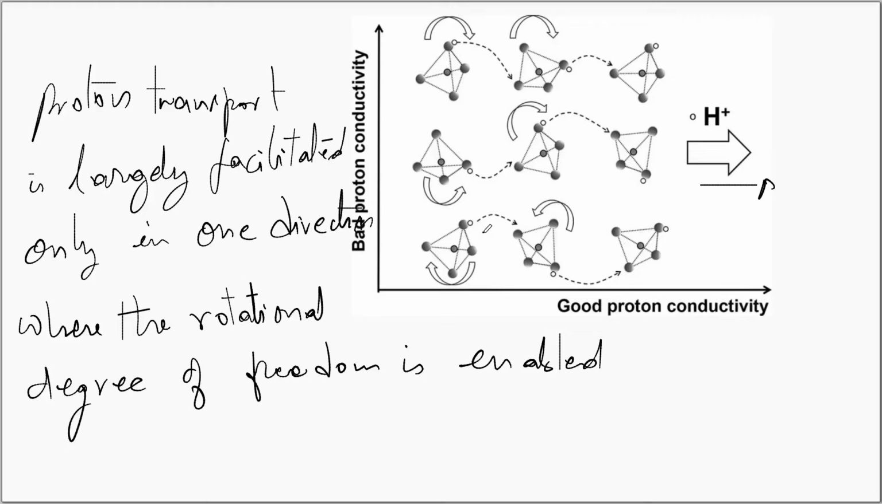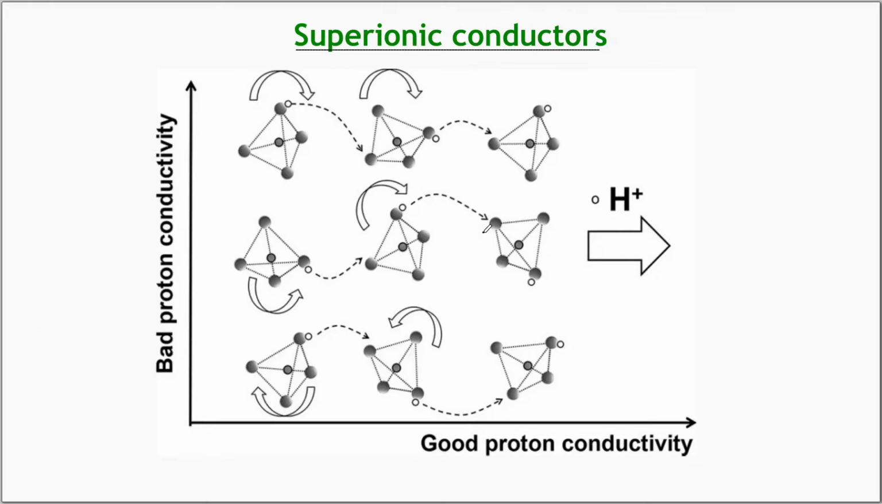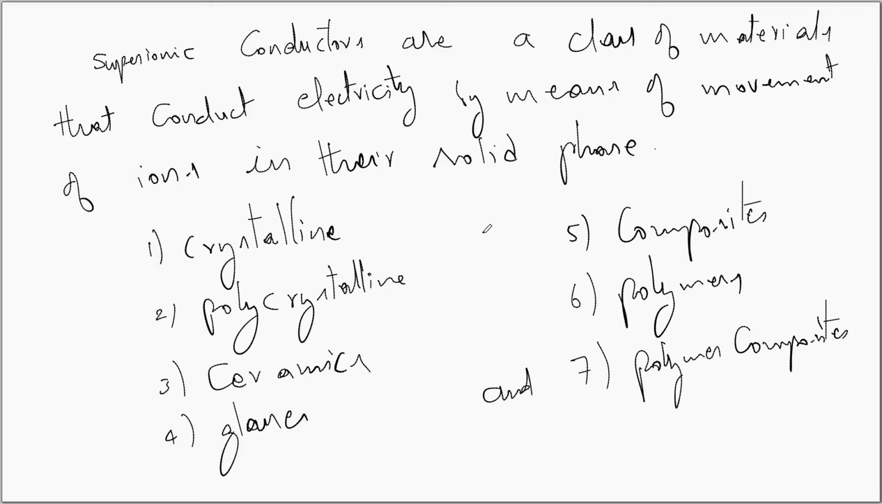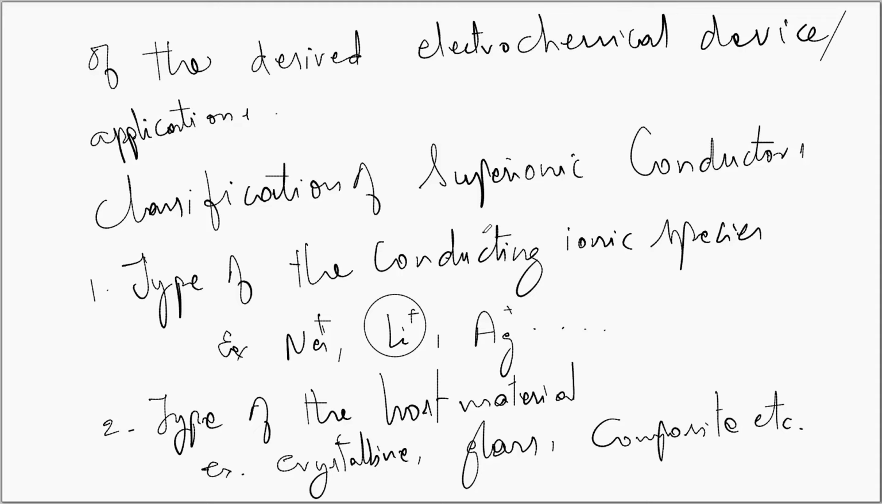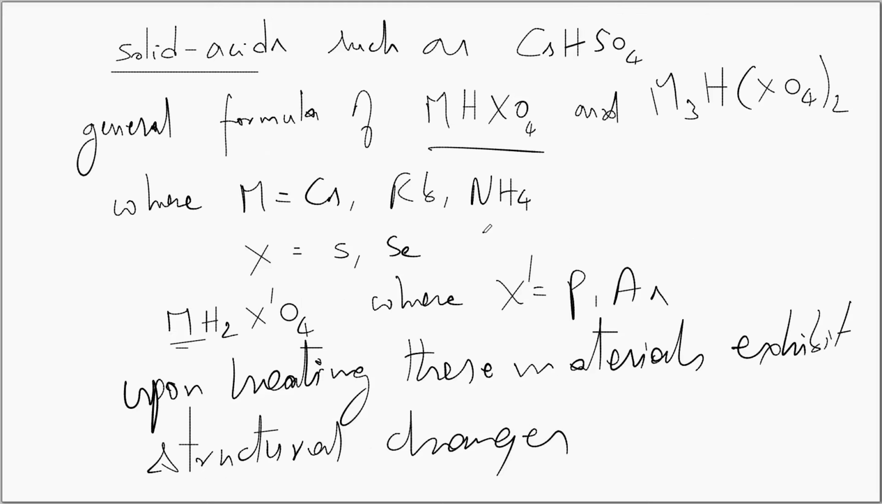In this video, we started our discussion with the definition of a superionic conductor, and we have seen the various phases in which superionic conductors can exist. We have seen the characteristics of the superionic conductors, how the conductivity can be explained, how the superionic conductors have been classified, and the general formula of the solid acids.